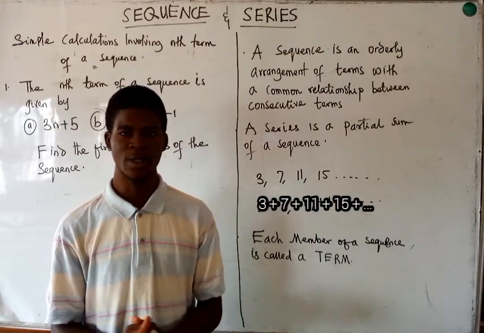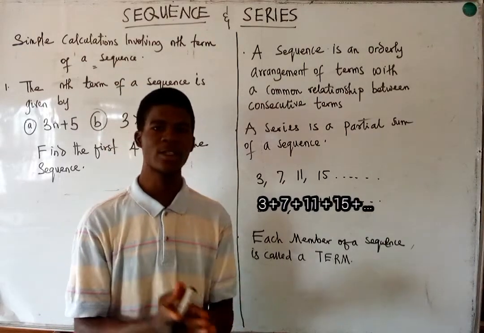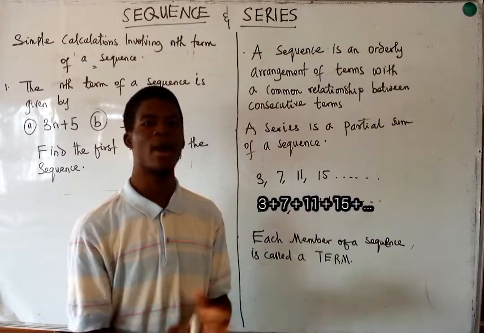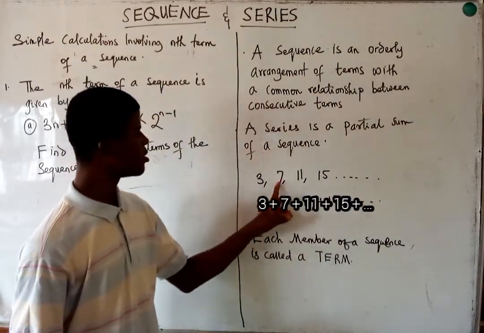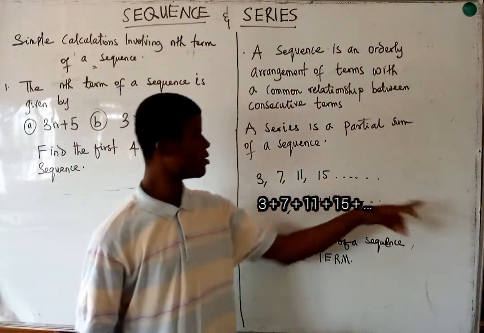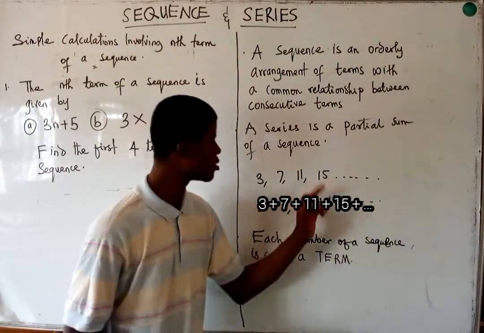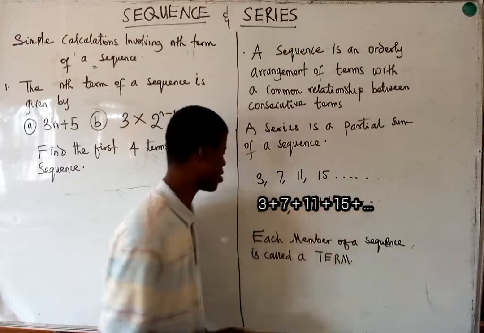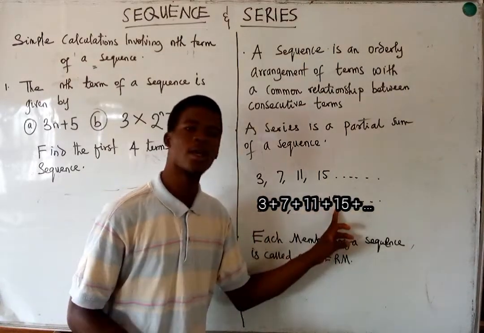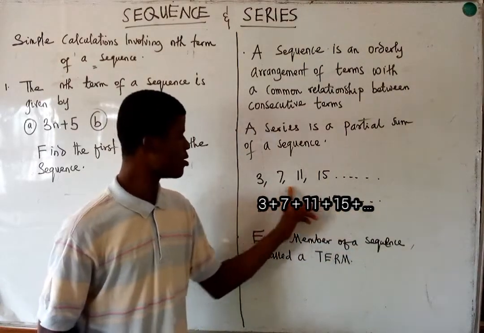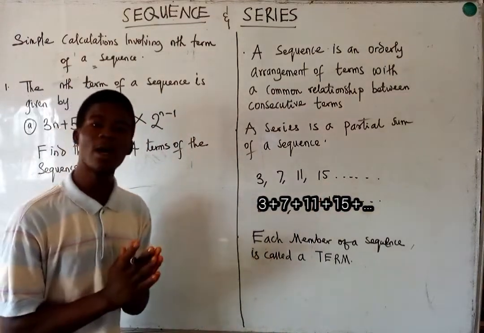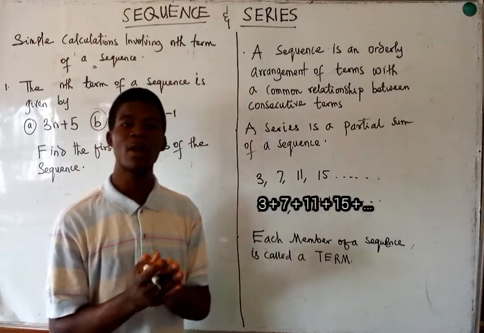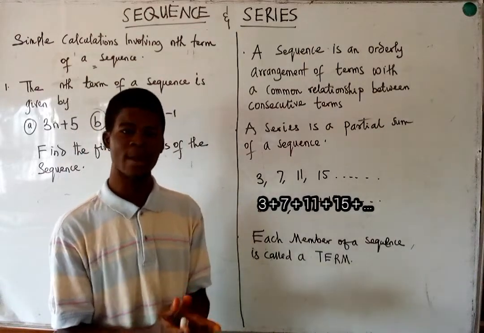Now, what is a series? A series is just the partial sum of the members of a sequence. So, if this is 3, 7, 11, and 15, the sequence continues. This is a sequence, while this is a series. So the partial sum of a sequence is a series, while this is a what? A sequence. Now, each member of a sequence or each member of a series is called a term.